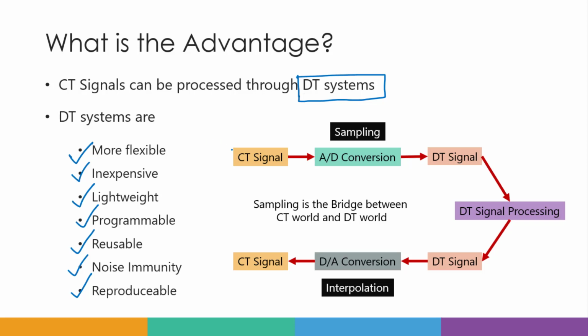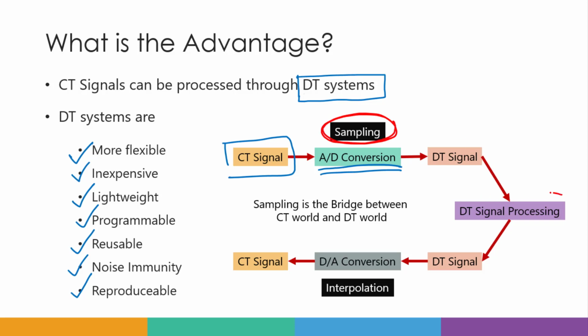So what we will do is that we will take a continuous time signal like this, then we will convert that into DT signal, that is discrete time signal. So that process of conversion from CT signal to DT signal is known as sampling. So this process is known as sampling, and after sampling we will get the DT signal.